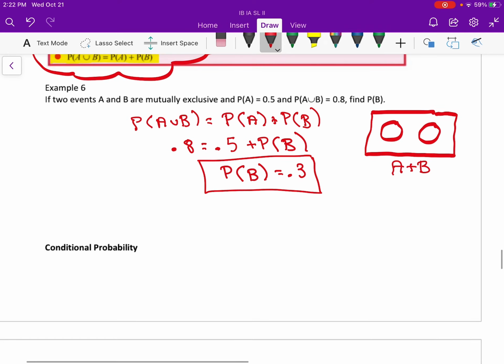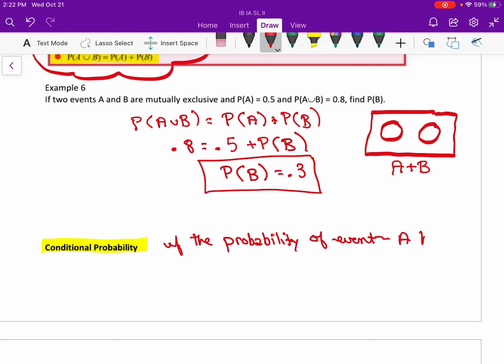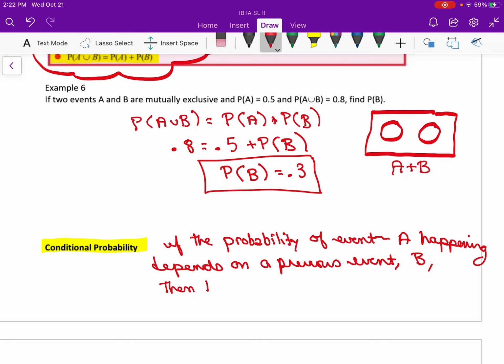Anyway, conditional probability is our next term, and that means something very specific. If the probability of event A happening depends on a previous event, B, then the probability is said to be conditional.